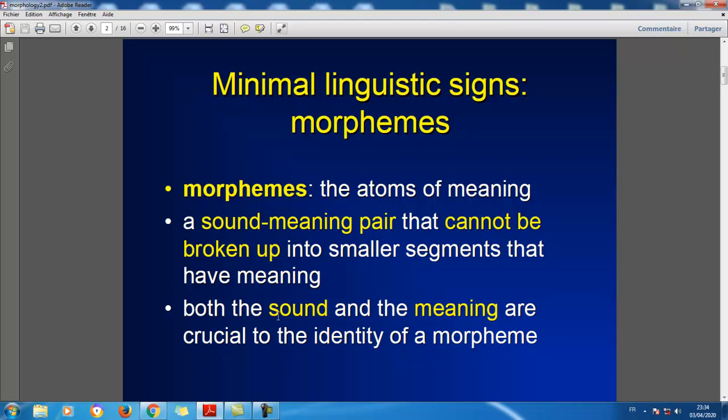Now, both the sound and the meaning are crucial to the identity of a morpheme. So these are two important criteria that can help us identify the morphemes of any language. So we have to take into consideration the form of the morpheme and the meaning of it.